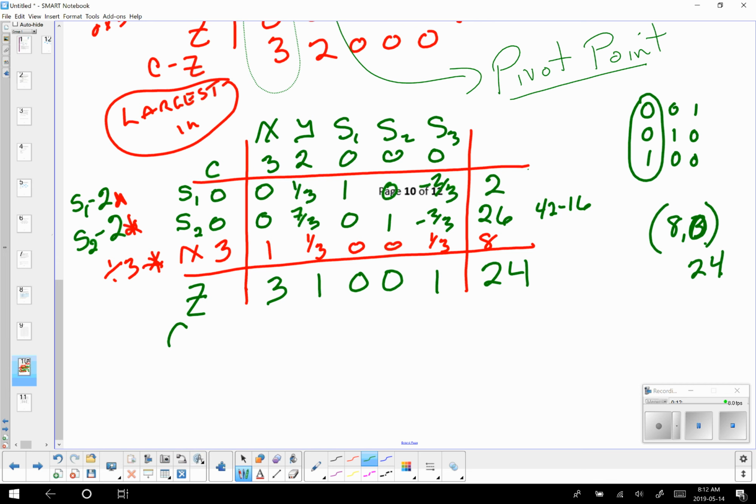So C minus Z: 0, 1, 0, 0, minus 1. I know I'm done when I have everything 0 or less. So I still have a 2 left here. So I need to write again. So let's set that up.